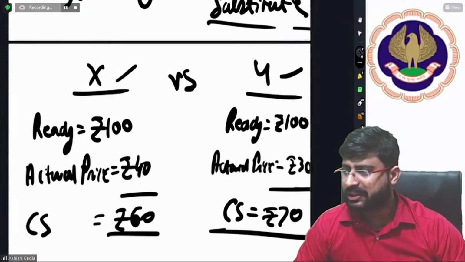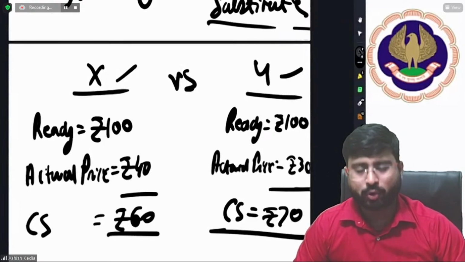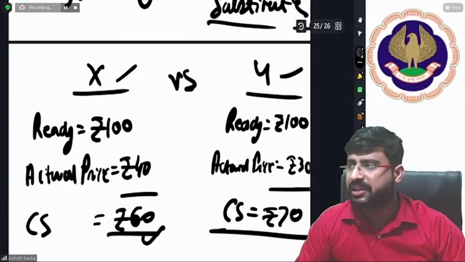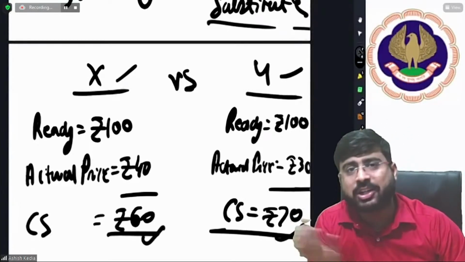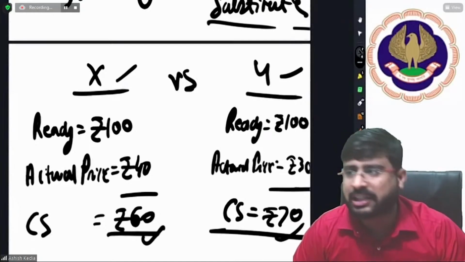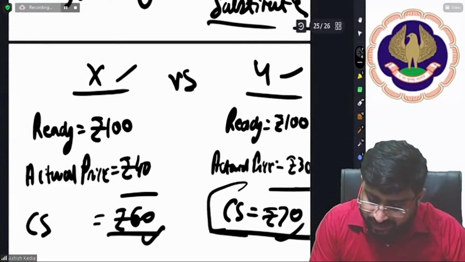That's right, sir. So in one case it was 60 rupees, in the other case it is 70 rupees. So where is the consumer surplus greater? Sir, in the second case.